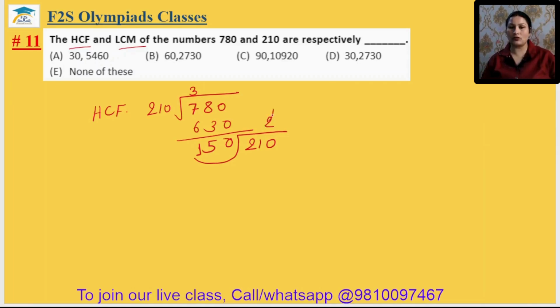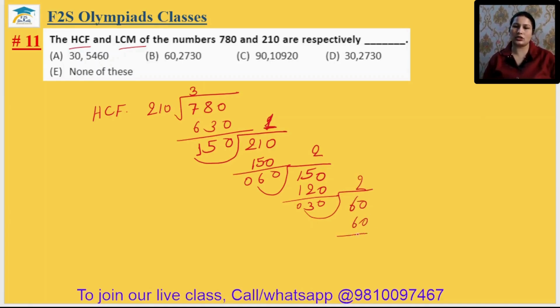Ones are 150, remainder 60. Divide 150 by 60. Twos are 120, remainder 30. Now 30, 2s are 60. Okay. So 60 is the HCF. Sorry, 30 is the HCF. 30 is the HCF. Where is 30? 30 is in two options here and here both.